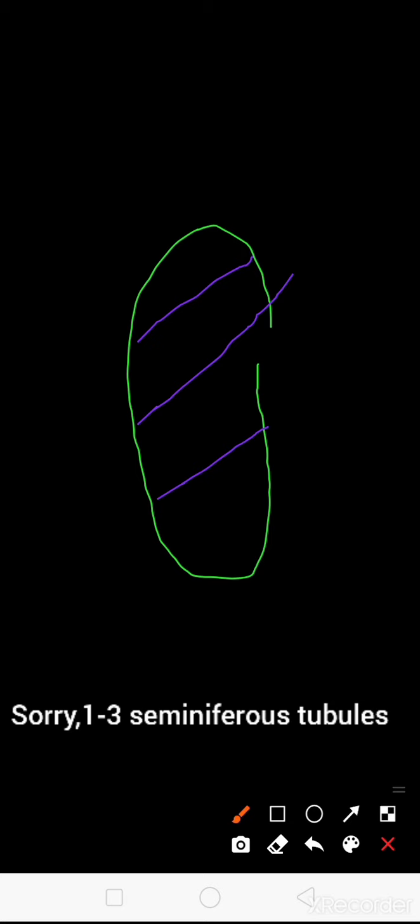Spermatogenesis is the process of formation of haploid spermatozoa from diploid primary germ cells. So first of all, let us see where the germ cells are located. I am going to draw the structure of the testes here so that we can easily understand where these primary germ cells are located.